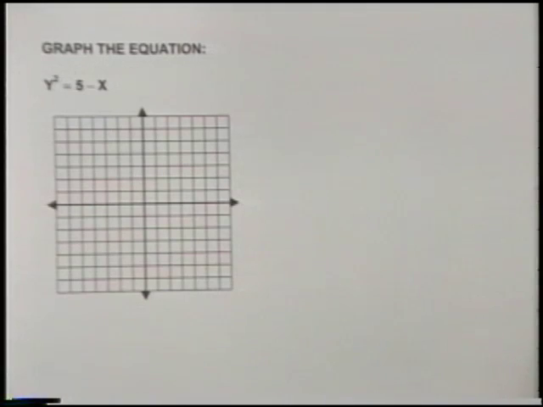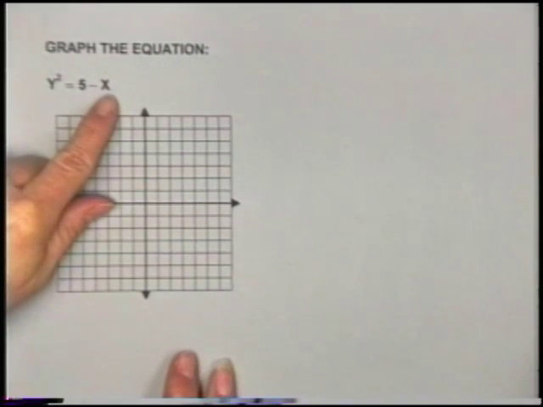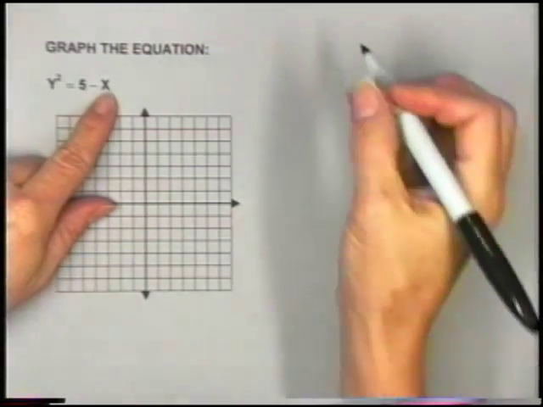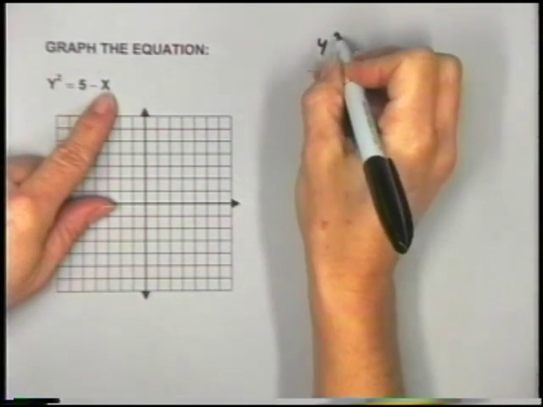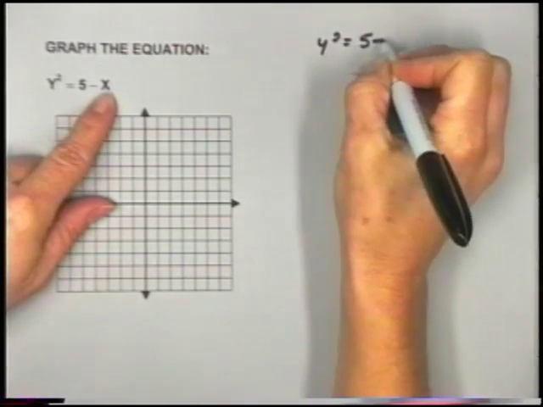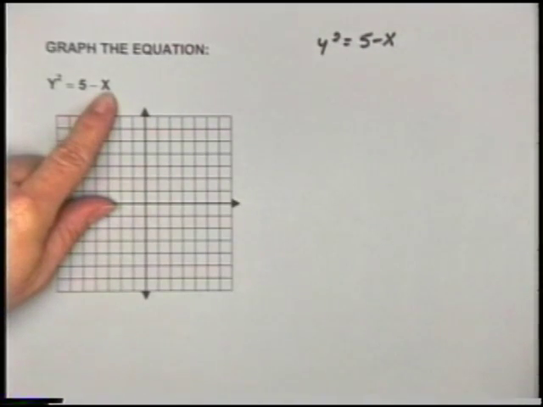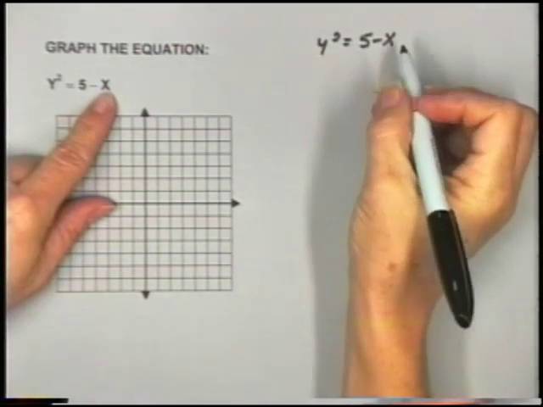Graph the equation y squared equals 5 minus x. Now this equation is not solved for y. To solve for y, we would have to take a square root, and actually we'd have to take both square roots. I'm going to suggest doing something a little bit different, however. I noticed that this x variable has an exponent of 1. So I'm going to take this equation, y squared equals 5 subtract x, and solve for x instead of solving for y.